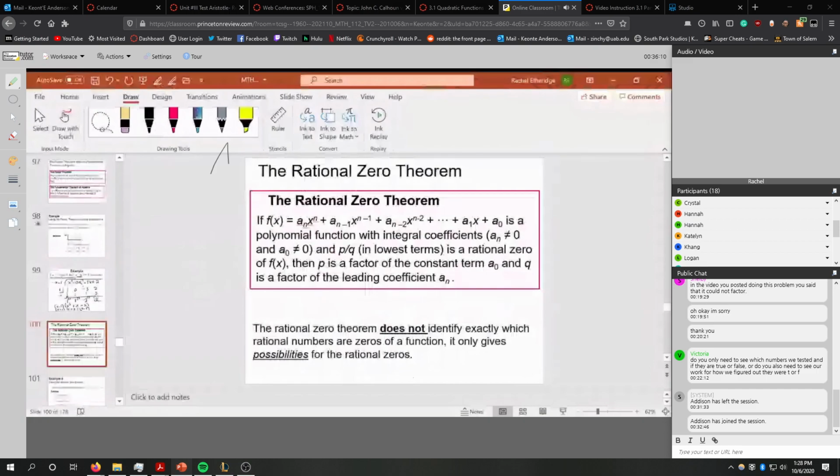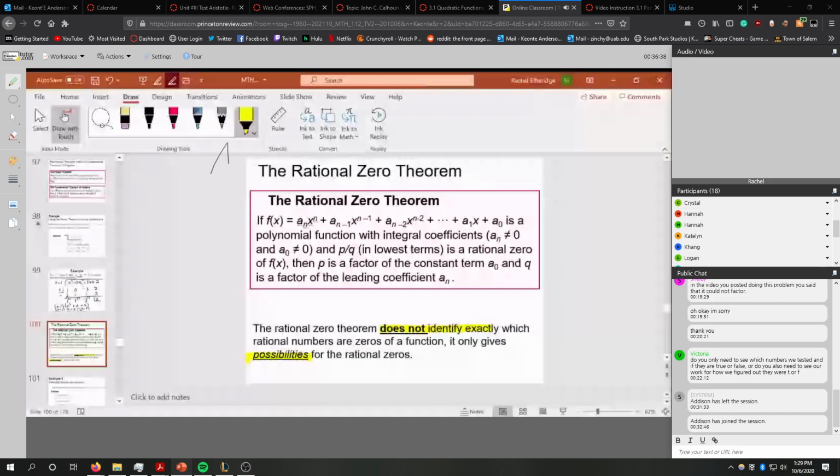The rational zero theorem does not identify the zeros. It only identifies possible zeros, possibilities. So when we're trying to find the zeros of a polynomial function, we're trying to find those x-intercepts, or basically zeros or solutions to the polynomial.